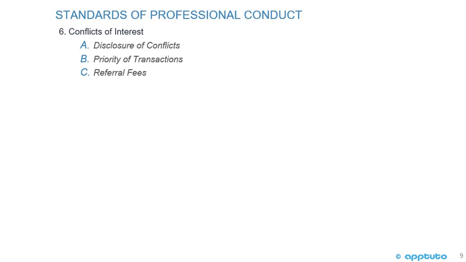Standard number 6, conflicts of interest. We can see that for standard number 6, conflicts of interest, there are 3 substandards: A. Disclosure of conflicts, B. Priority of transactions, and C. Referral fees.